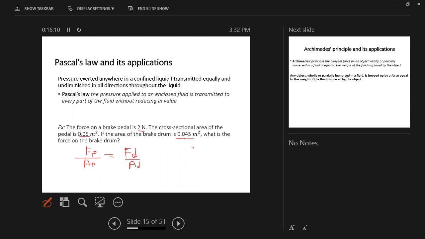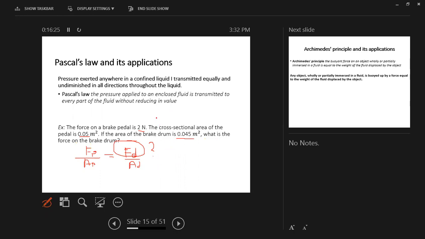So when you cross-multiply them, you're going to find the force on the brake drum. We are looking for this one. The rest is given to you. Just cross-multiply them and you can find it. Okay, I'm not going to solve it, so you can solve it by yourself.